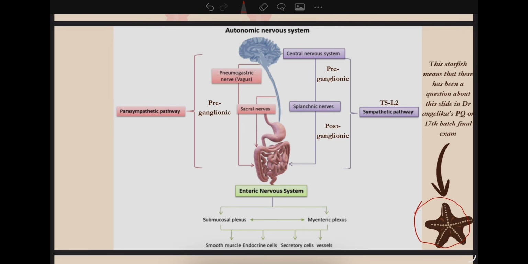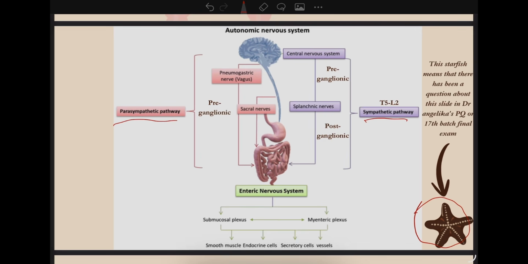Now, we said that there is extrinsic and intrinsic control of the nervous system here. What do we mean by that? Extrinsic control is the same control that's found in any other organ other than the GI tract, which is sympathetic and parasympathetic. We already know that from many other systems that we have studied. So we have this sympathetic and parasympathetic.